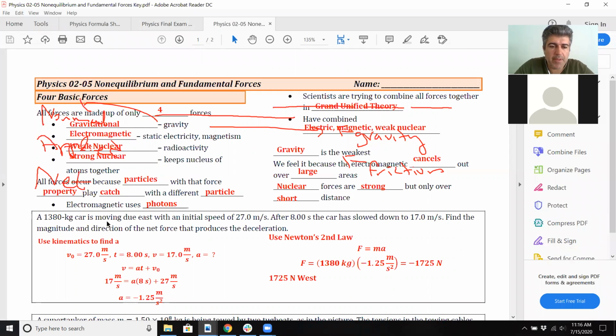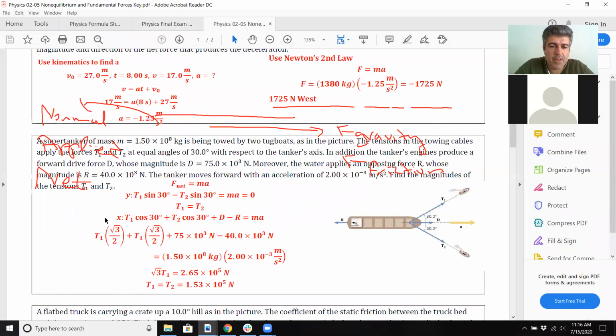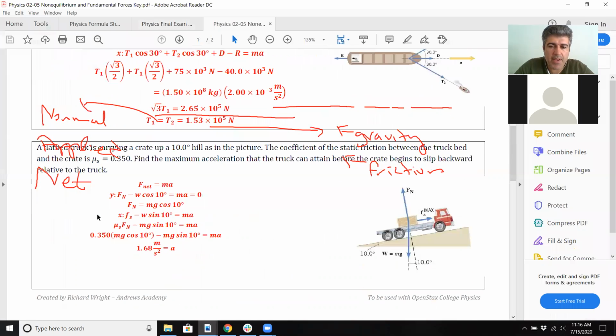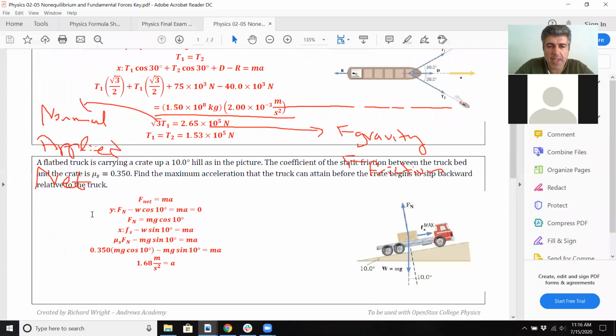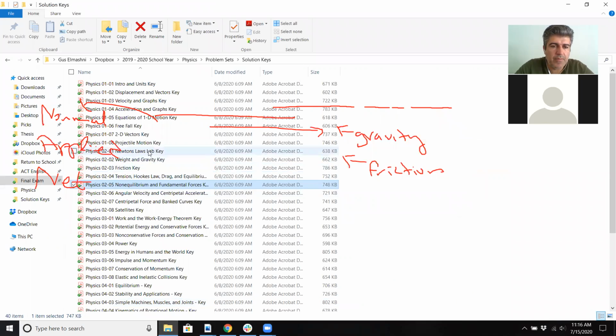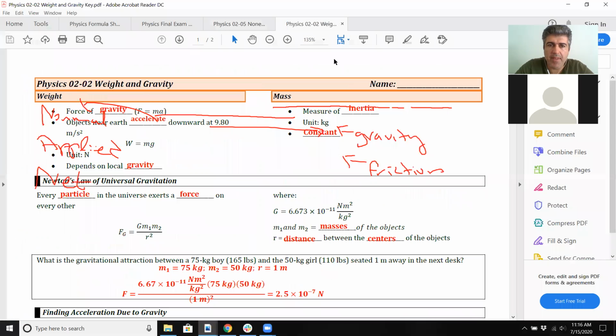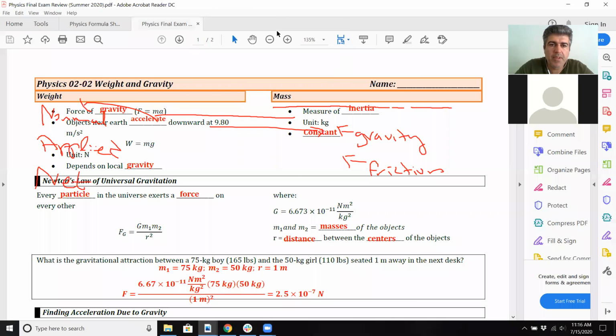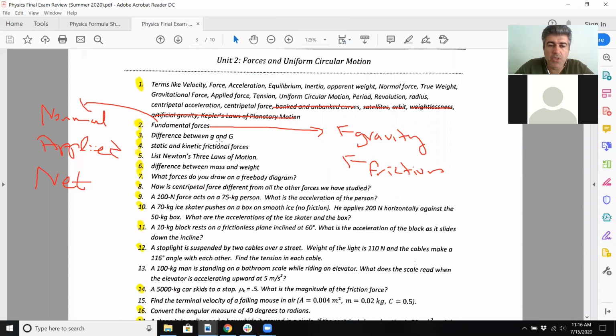We talked about a lot of that stuff and the diagrams, so definitely I think that would be good. Also weight and gravity, all that fun stuff. Know the difference between little g and capital G.